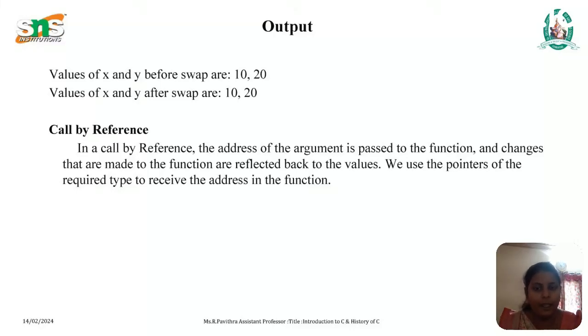Next topic, we can see about call by reference. In call by reference, the address of the argument is passed to the function, and changes that are made to the function are reflected back to the values. We use pointers of the required type to receive the address in the function.